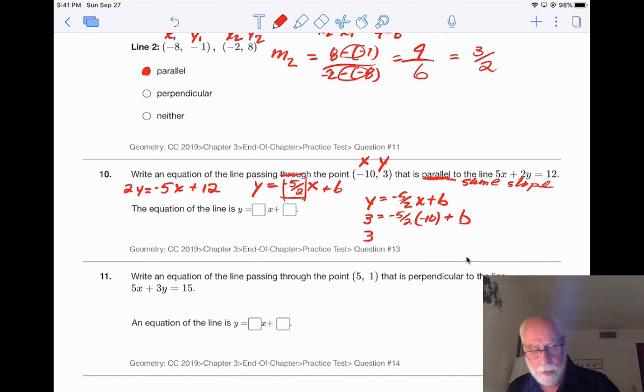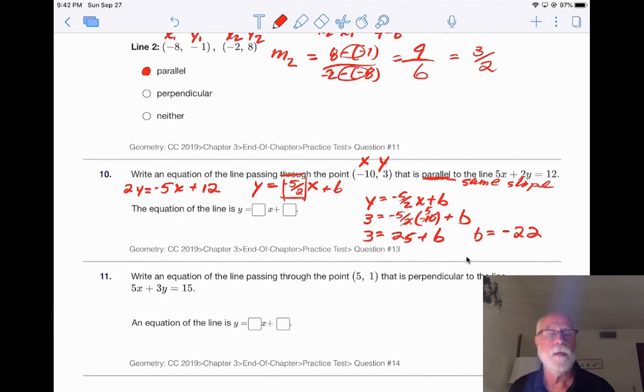I'll get 3 on this one here. Again, 2 goes into 10 five times, so now I have negative 5 times negative 5, so I'll have 25 plus b, because a negative times a negative is a positive. If I solve that for b by subtracting 25, 3 minus 25 is negative 22.